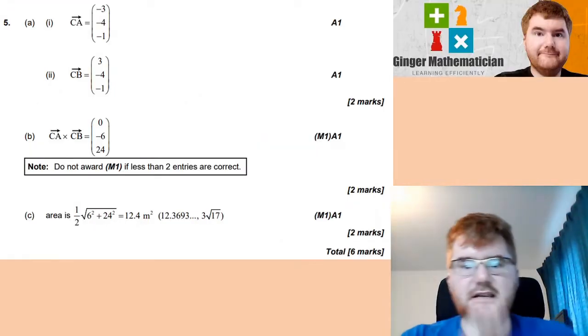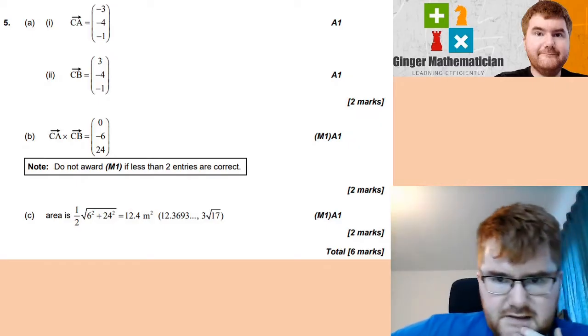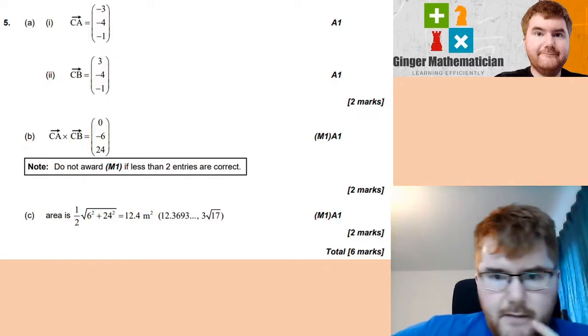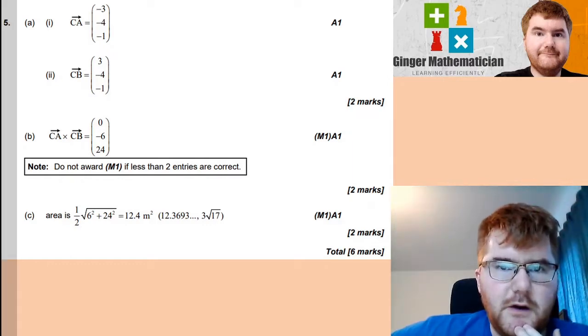Okay, and you can see the mark scheme in front of you, so where you're picking up the method marks. Okay, so I've written out my working very clearly for part B. Just in case you make a mistake, so you're going to guarantee that method mark there for you as well.